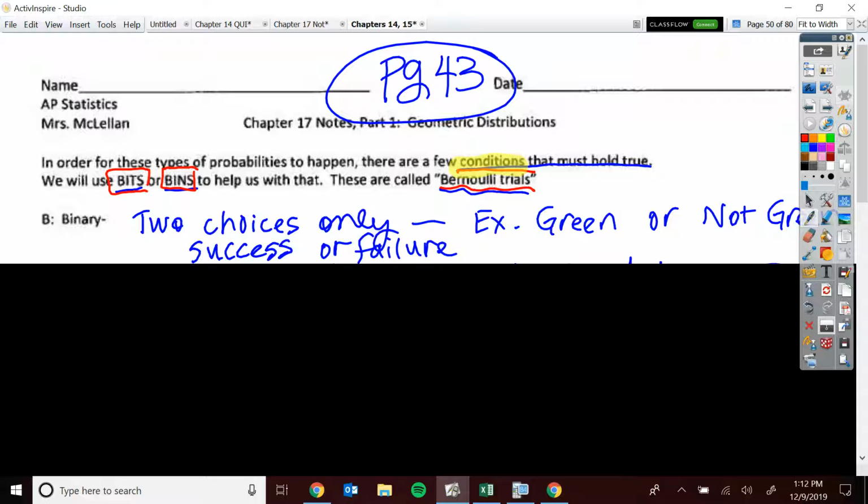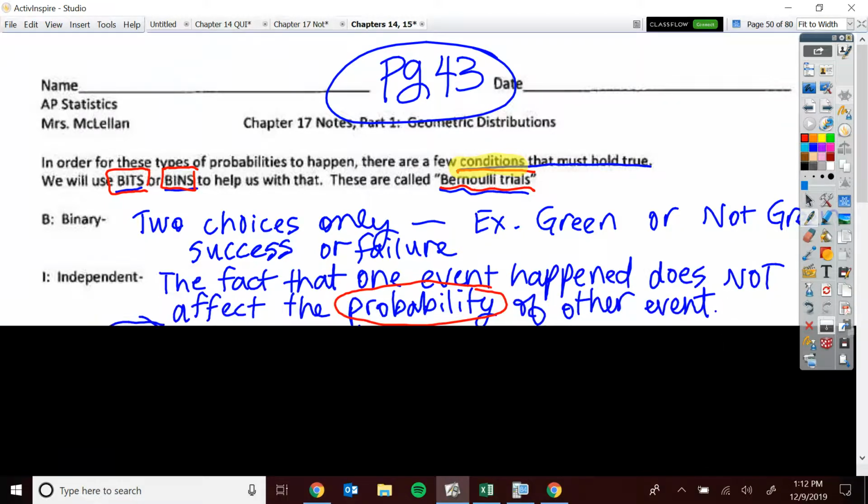The I in BITS and BINS stands for independent. And what do we know about independent? Yes, and I expected you to say one doesn't affect the other, and I was just going to go, wrong. You cannot say one doesn't affect the other. What is it? The fact that one event happened does not affect the probability or the rate of the other event. One doesn't affect the other is no go anymore. That's lazy words. The fact that one event happened does not affect the probability of the other event.